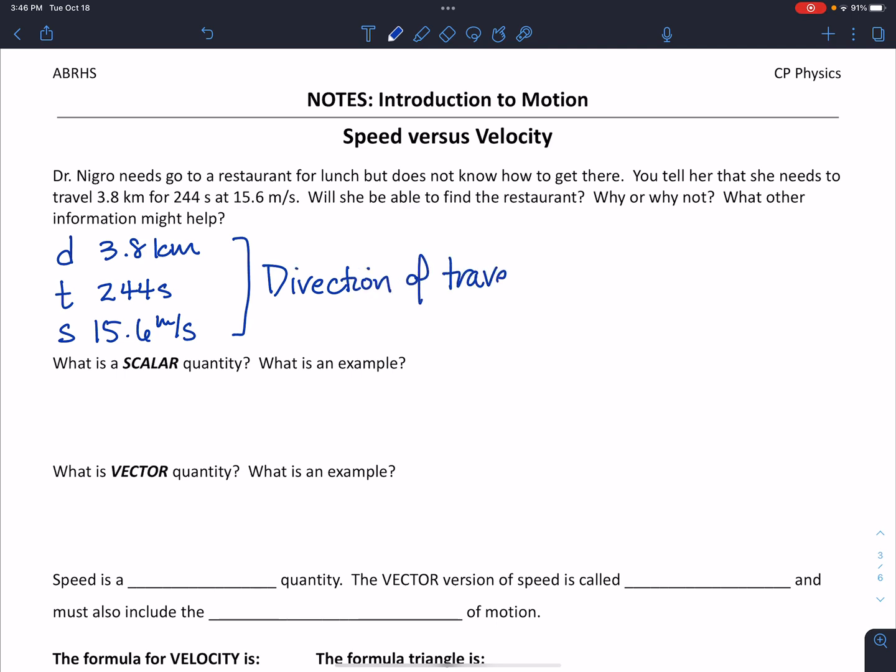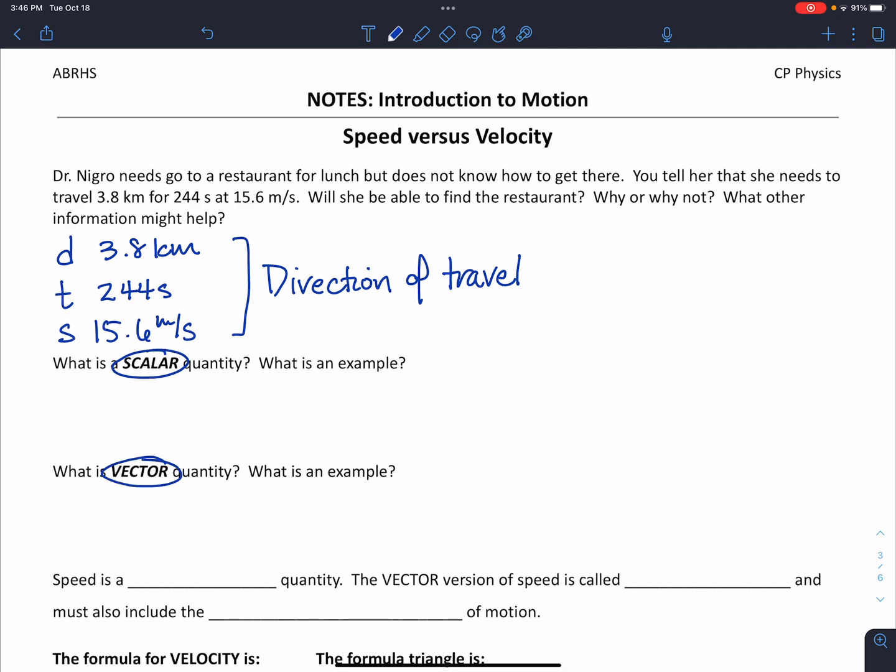All right, it's not enough to tell someone the distance, time, and rate. You need to tell them whether they need to go left or right, east, west, north, south. All right, so we need to include direction of travel as part of our information when we're talking about the motion. All right, so this leads us to two new terms, scalar and vector.